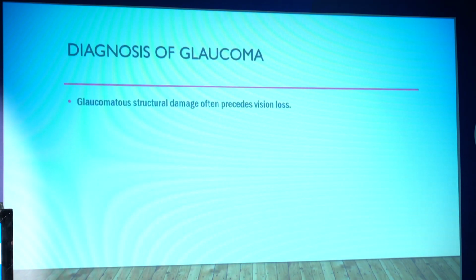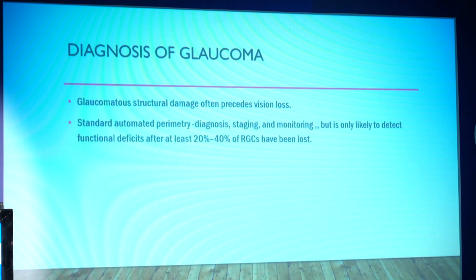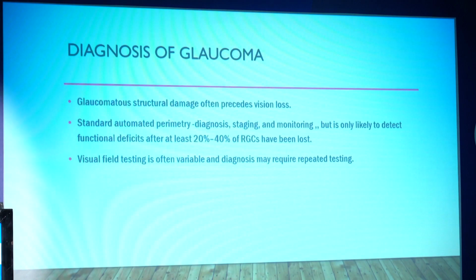In the diagnosis of glaucoma, we have to remember that structural damage often precedes vision loss. Standard automated perimetry is used for diagnosis, staging, and monitoring, but it is only likely to detect damage once the RGCs are lost up to 40%. So visual field testing is often variable and it requires repeated testing.